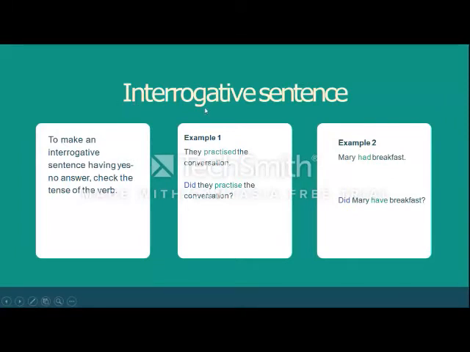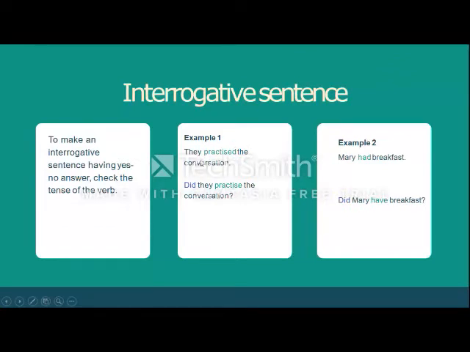Okay, now we'll try to make the interrogative sentence. To make an interrogative sentence having a yes or no answer, you need to check the tense of the verb. For example, in example 1, they practiced the conversation. We check first what tense is included in this verb. We have the word practiced having ed at the end of the word. So this is past simple.